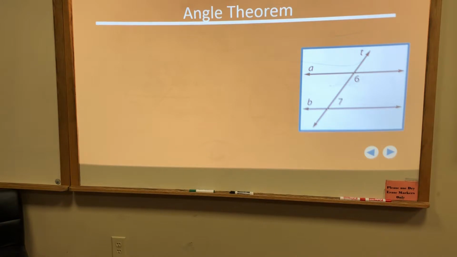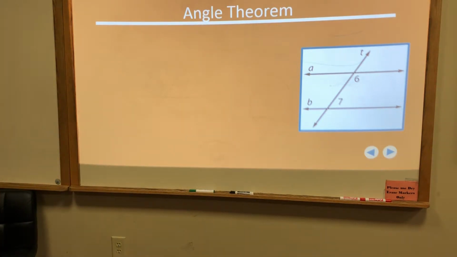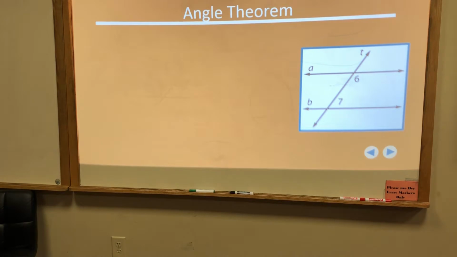Consecutive angles. Now this one's a little bit different because it doesn't go exactly like this, but it's close. It's close because it doesn't deal with congruency. It deals with what? Remember, what were 6 and 7? They added up to what? They added up to 180 degrees. Good, Brenton. They add up to 180 degrees.